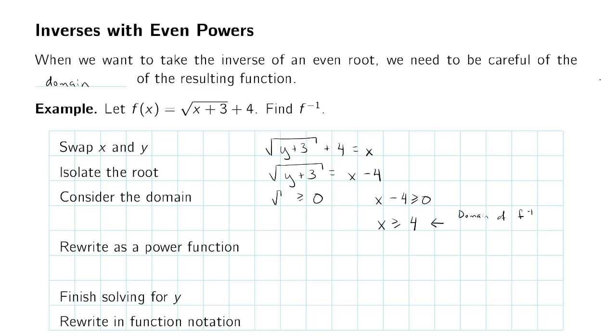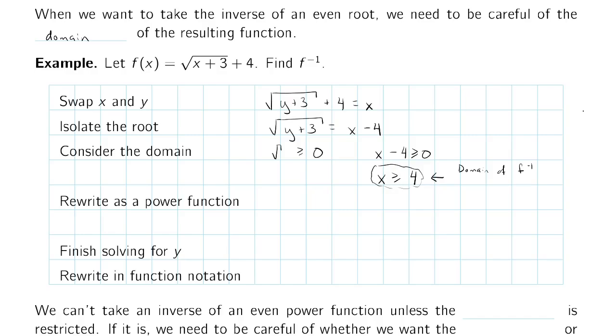Our inverse function is going to look like an even power function, so we'll need to note the domain restriction in our final answer. So for the moment, we're going to just put a pin in that, and now we can continue solving, because actually our inverse is given by the square root of y plus 3 equals x minus 4, where x is greater than or equal to 4. In other words, rewriting as a power function, y plus 3 equals x minus 4 squared, where x is greater than or equal to 4.